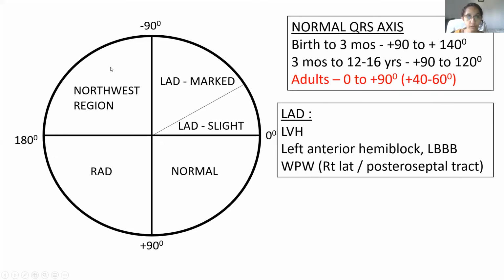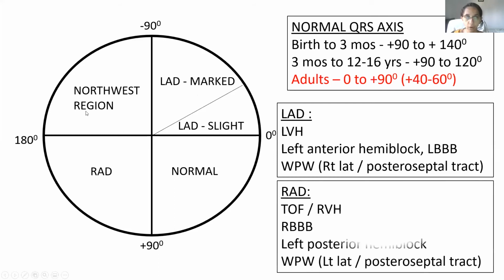What are the abnormal zones we have? The left superior quadrant is termed as left axis deviation, where slight is 0 to minus 30 degrees. Minus 30 to minus 90 is marked left axis deviation, but primarily it is left axis deviation. And what are the causes? It can happen with left bundle branch block, WPW and LVH. Left bundle branch block commonly we see in children after surgery. In isolation, it is a very rare thing in children. However, with left ventricular hypertrophy, we can have left axis deviation.